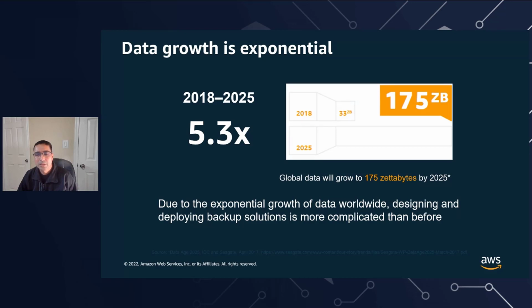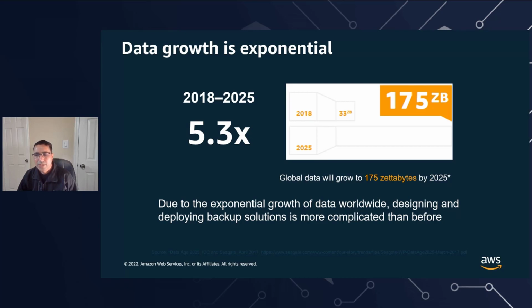So let's imagine, let's say you have 40 terabytes, or let's say 400 terabytes of data in your infrastructure. Let's say it's going to grow by 5x in the next few years. How would your business be able to handle this exponential data growth? Designing and deploying foolproof data protection solutions is becoming an extremely complicated task.